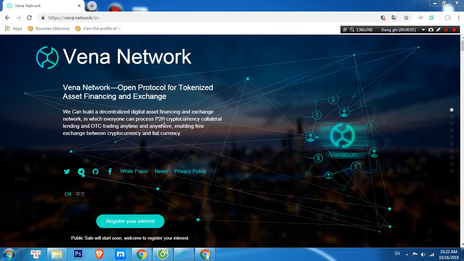Today I will introduce and review a new ICO, this is Vena Network. The other website is Vena.network. Vena protocol is an open protocol for tokenized asset financing and exchange, in which everyone can conduct P2P cryptocurrency collateral lending and OTC trading anytime and anywhere, enabling free exchange between cryptocurrency and fiat currency.